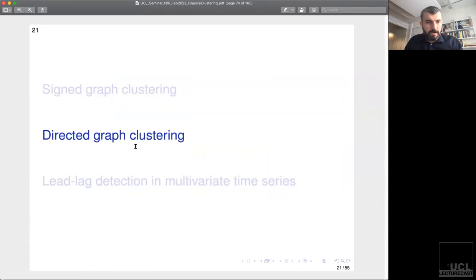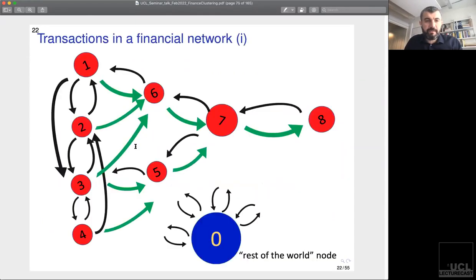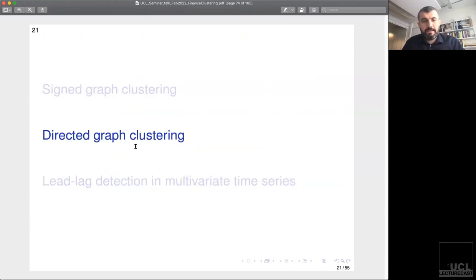Okay, so now let me switch gears and talk a little bit about this problem of directed graph clustering, and then I'll end with some more applications to financial time series.